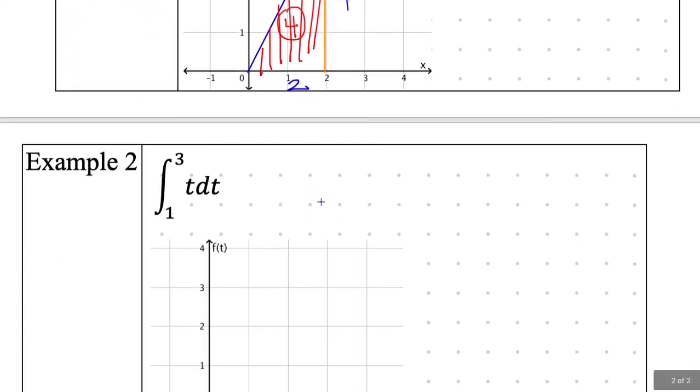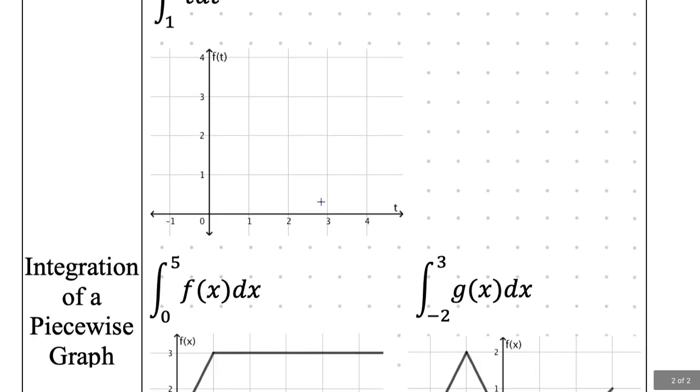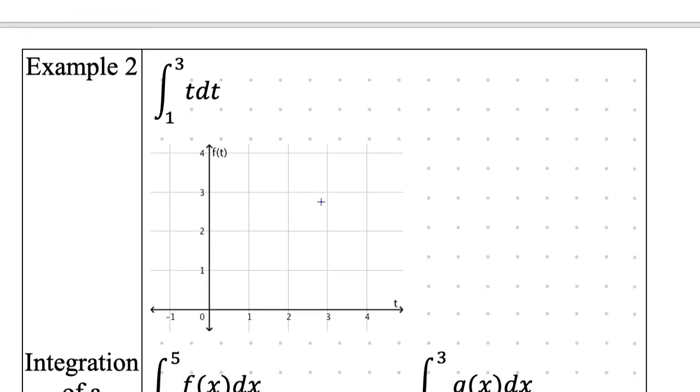Where's the next one? All right, example number 2. Is it the same thing? Very similar. Go ahead and try this one. You guys got this. T is like x. This is no longer the x coordinate or the x axis. This is the t axis. We'll go ahead and graph it up here. There it is.